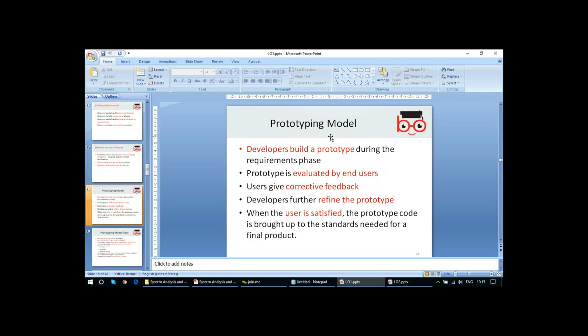Next is the prototyping model. Prototyping model is basically, you don't go through the requirements, you don't go through the diagrams and these things. You get a little bit of requirements, come up with the solution, let the user use it, and then further develop it.